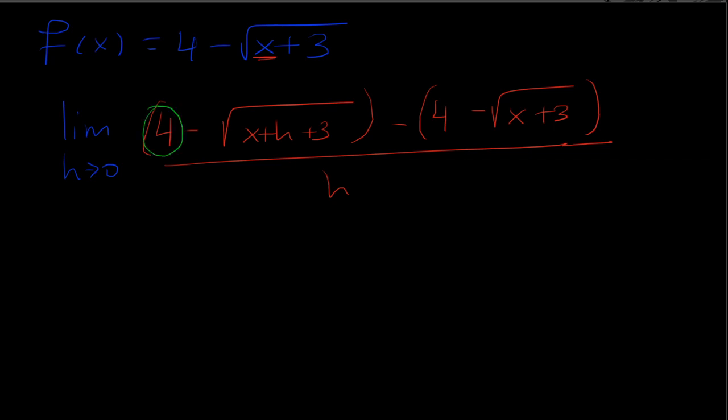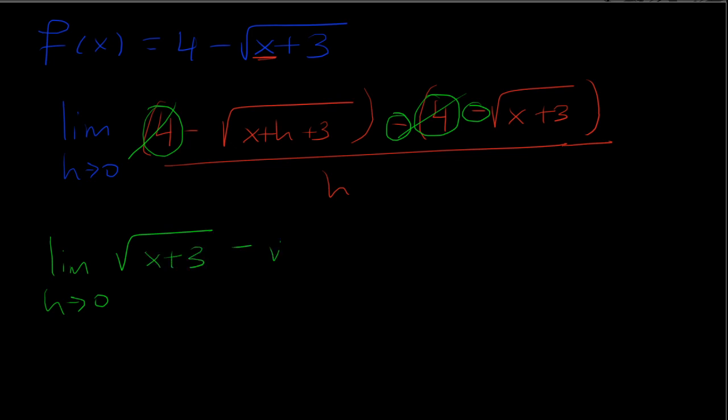So I have a 4 minus 4. Those cancel. And then I have a minus minus, that's going to become positive. So I can rewrite this as positive square root of x plus 3 minus square root of x plus h plus 3 all over h.